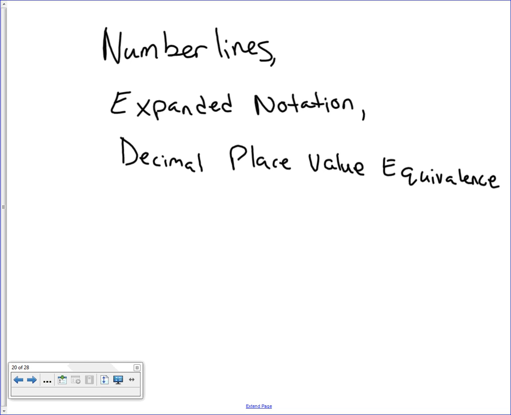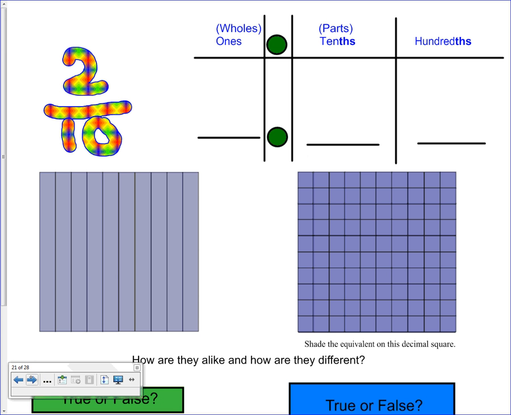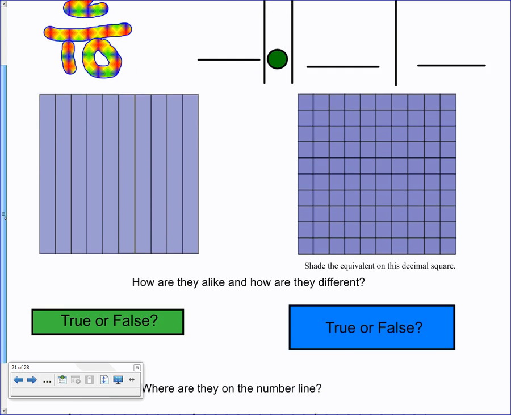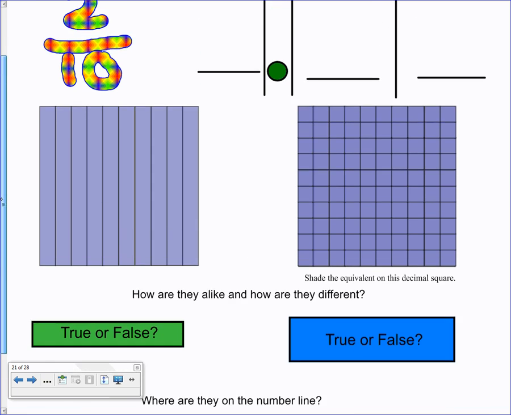Alright, this video is going to cover decimals with number lines, expanded notation, and place value equivalence. Alright, so we've got the fraction 2/10 here. And the question is, how are they alike and how are they different? Where are they on the number line?